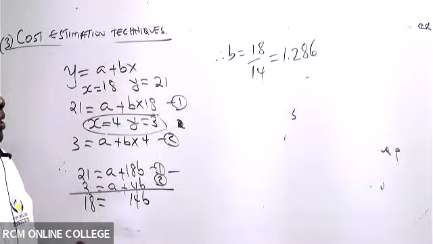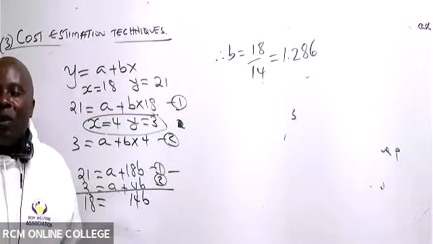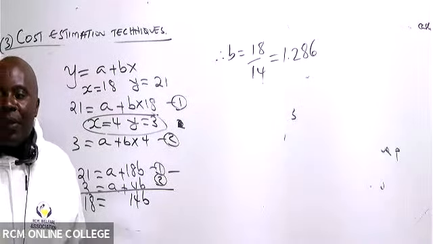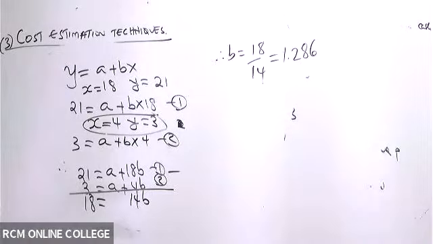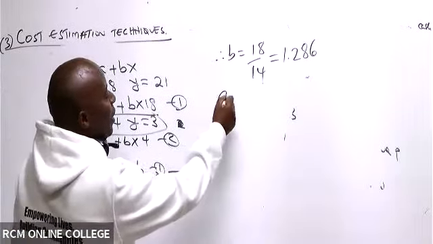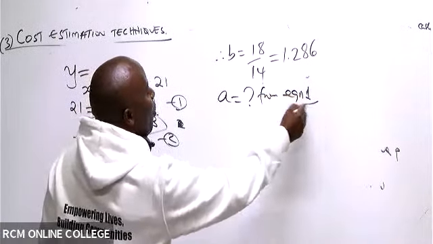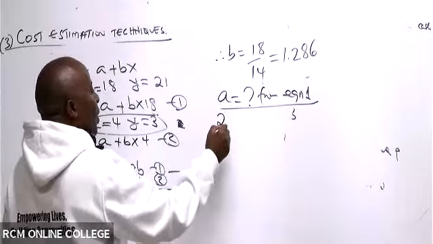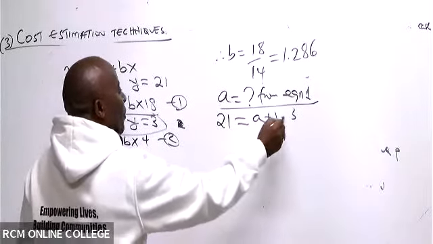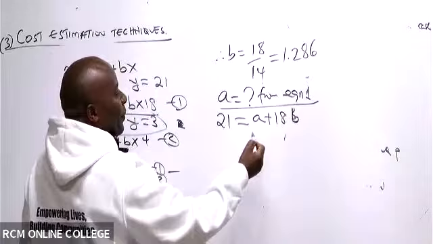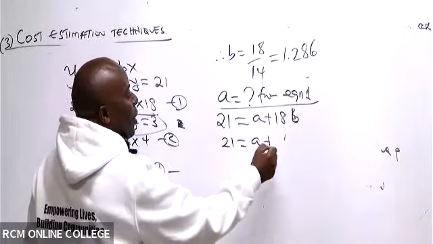Thank you so much. Then what do you think I will be able to do to get the value of A? What do I do to get the value of A? We substitute, isn't it? We'll ask ourselves, what is the value of A from equation number 1? So from equation number 1, this is 21 equals A plus 18b. And unfortunately, we know the value of b.